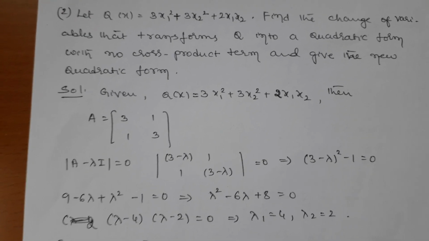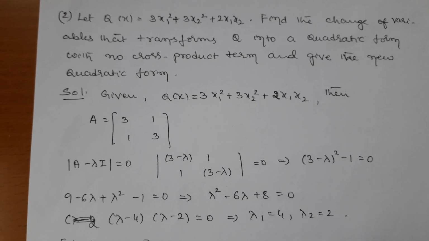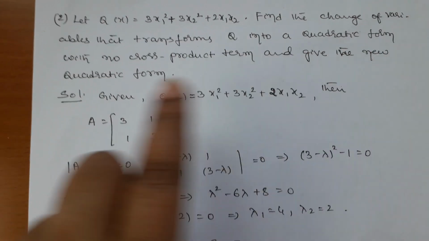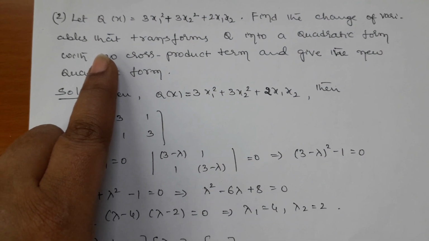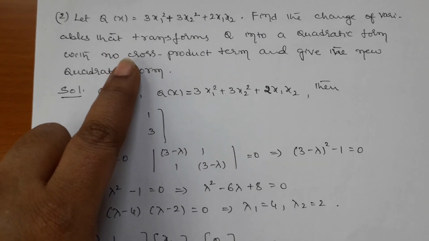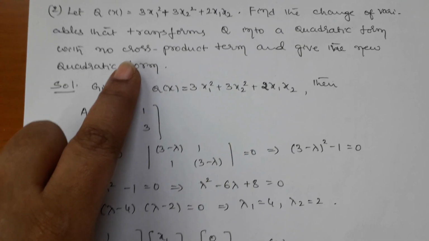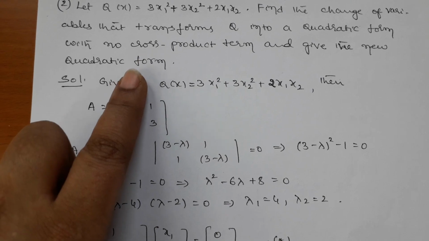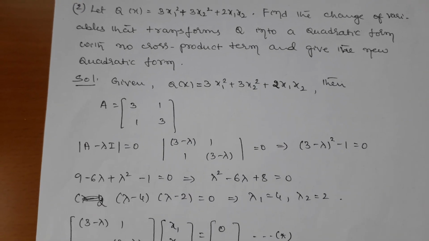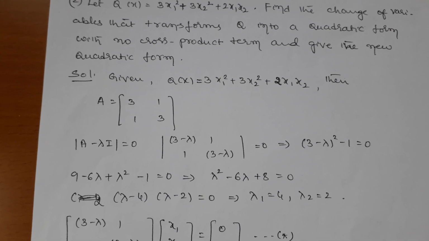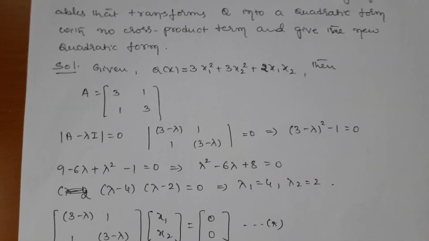In the previous problem, the new variables are y1, y2. That's why they wrote: find the change of variables that transforms Q into a quadratic form with no cross product term and give the new quadratic form. Are you clear? In the previous problem, we don't get the new quadratic form in terms of the same variables; we get new variables y1, y2. That's what they're asking.